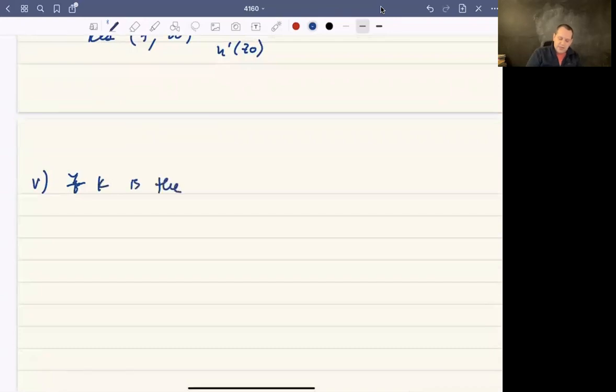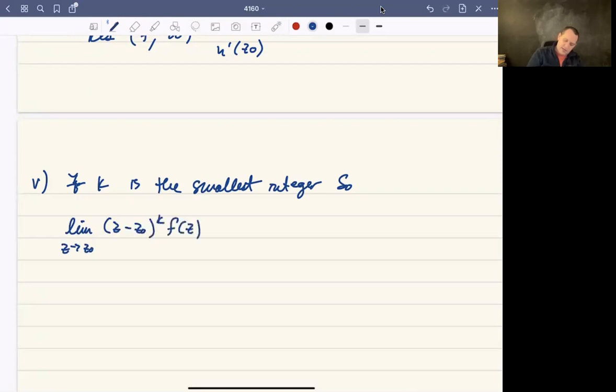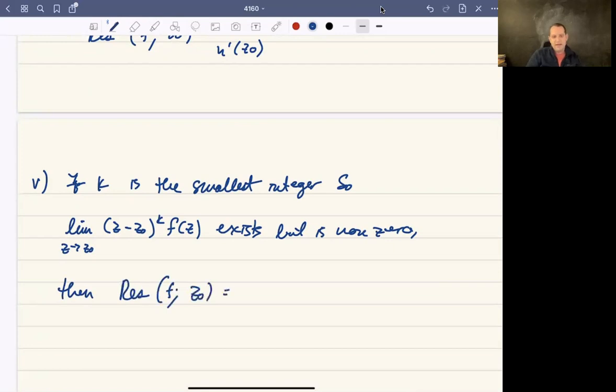If k is the smallest integer so that the limit as z approaches z naught of z minus z naught to the k times f of z exists but is non-zero, then the formula for computing the residue of f at z naught, what this means, by the way, is that f has a pole of order k, and therefore the residue of f at z naught is going to be the limit as z approaches z naught of the k minus first derivative of phi, all over k factorial. Okay, and so it's that limit as z approaches z naught.